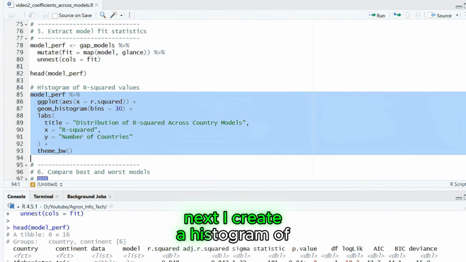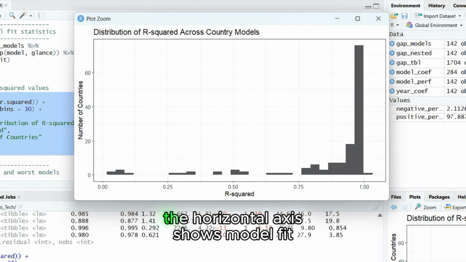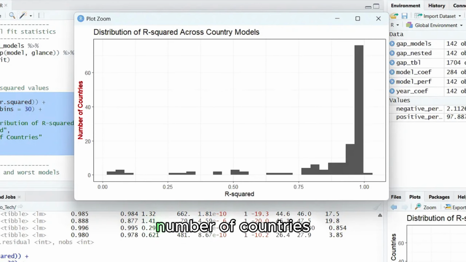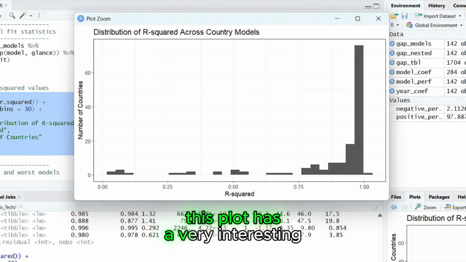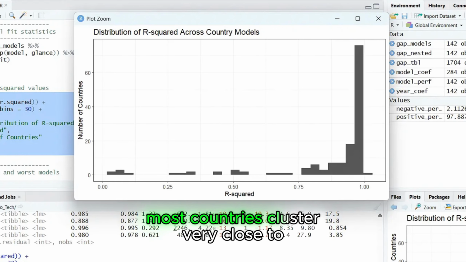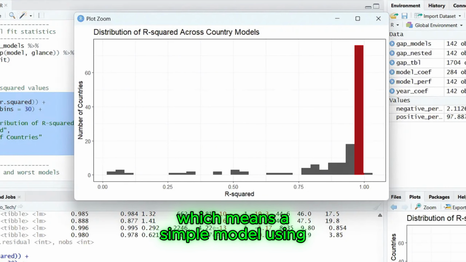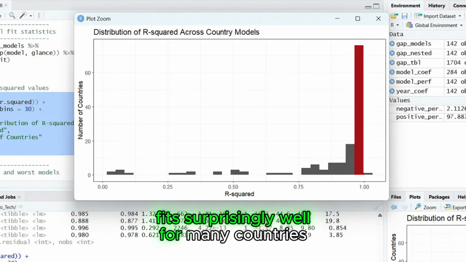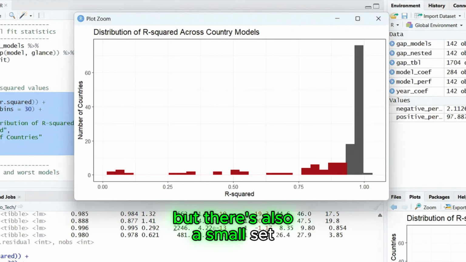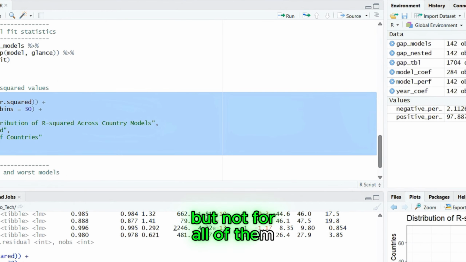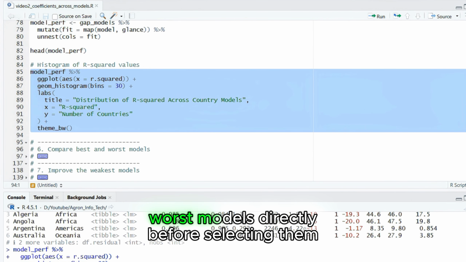Next, I create a histogram of R² values. The horizontal axis shows model fit, and the vertical axis shows the number of countries. This plot has a very interesting shape. Most countries cluster very close to 1.0, which means a simple model using year alone fits surprisingly well for many countries. But there's also a small set of countries far to the left with much weaker fit. So this chart tells us that a straight line works very well for many countries, but not for all of them. Now I compare the best and worst models directly.